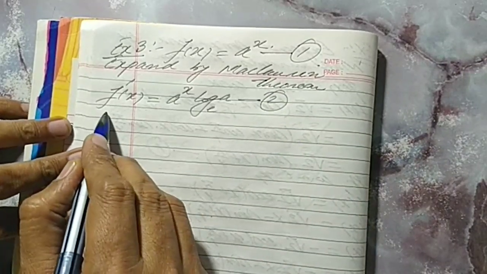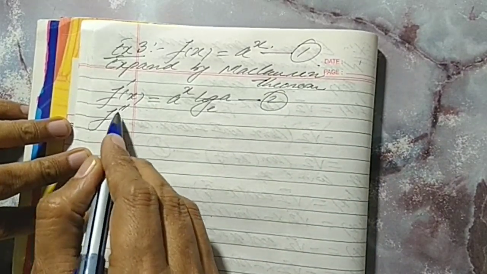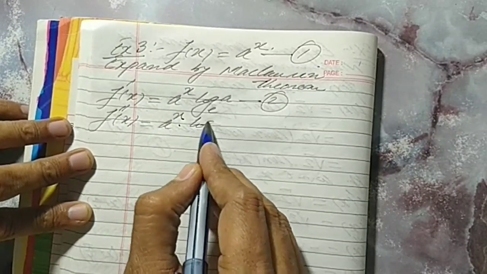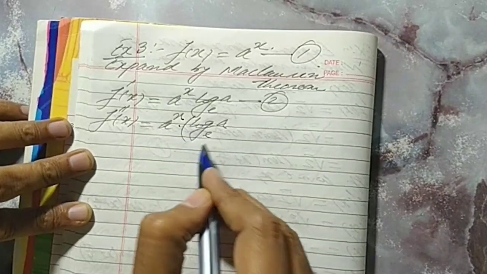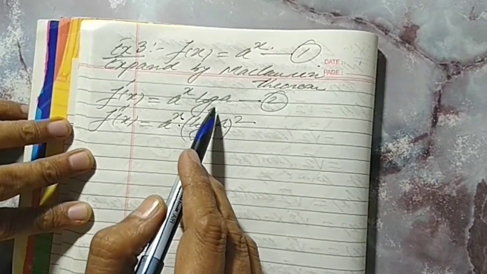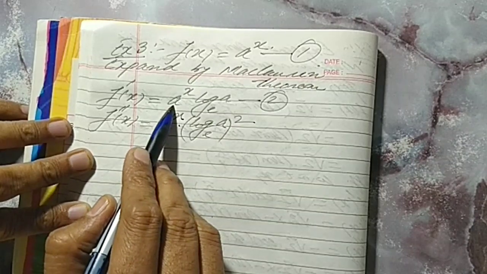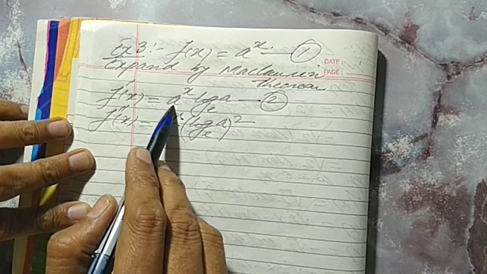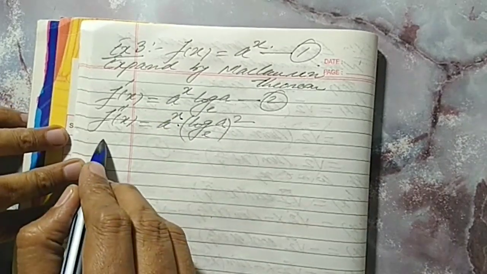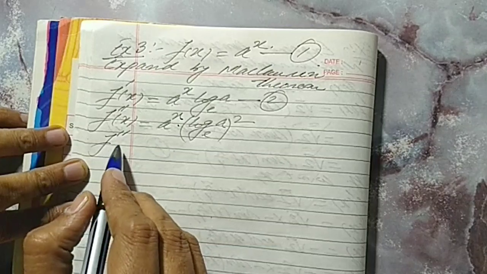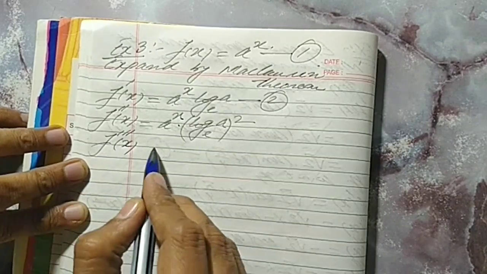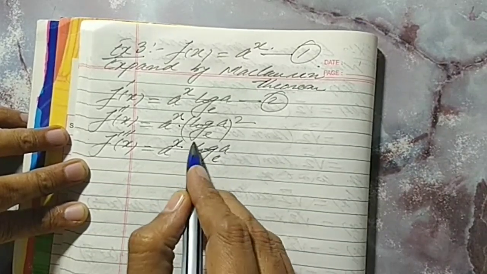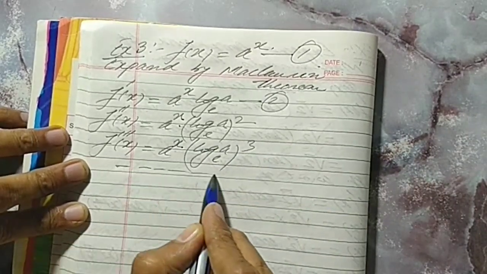Equation number 2. Differentiating again, we get f''(x) is equal to a raised to the power x into (log a base e) whole square, because here log a base e is a constant coefficient and the differential coefficient of a raised to the power x is again a raised to the power x log a base e, so there will be (log a base e) whole square. And if we differentiate it again, we get f'''(x) is equal to a raised to the power x (log a base e) whole cube, and so on.